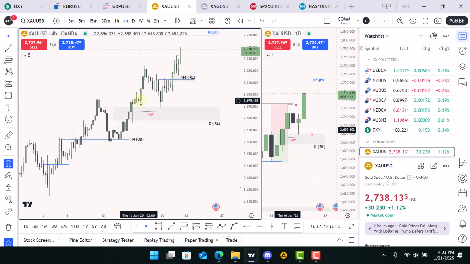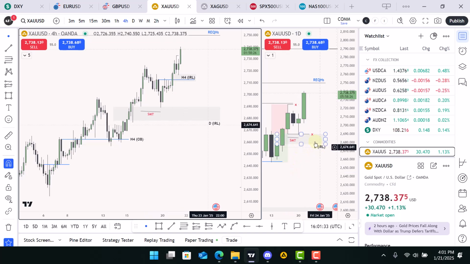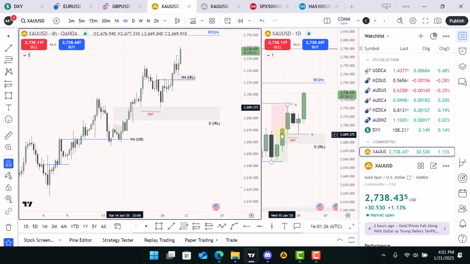Now, to save time, I would like to begin on the daily chart since I've already provided my analysis from the monthly and the weekly chart in my weekly forecast on gold. On the daily chart, we had our daily internal range liquidity here, that also resided in a discount zone. So when the Friday candle closed, I was expecting that the Monday candle will run the Friday's lows and then tap into our daily internal range liquidity.